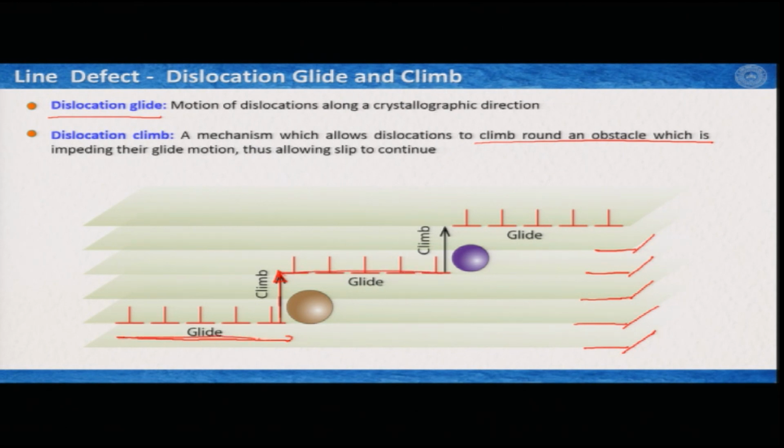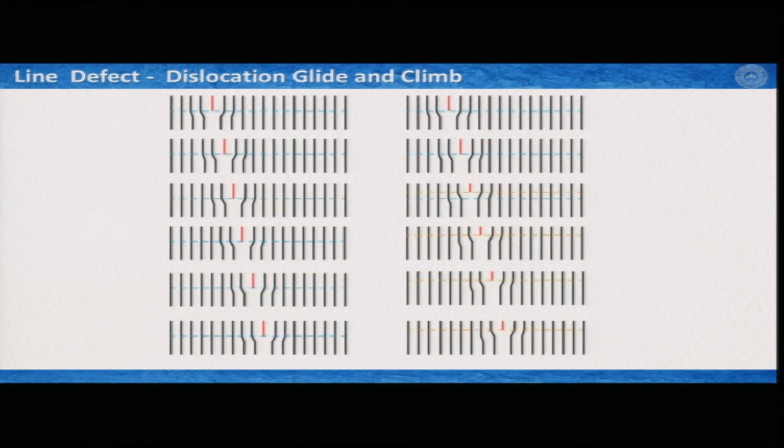So, this is glide, then climb, glide, another obstacle, then again climb and then it glides again, and this is how it occurs continuously. Now, you clearly understand at this point that glide requires less energy than climb, because climb requires some more energy, and energy can come from various sources, we will learn about it later. So, if I look at it in a different form, it looks like this.